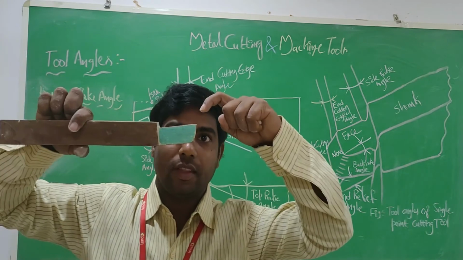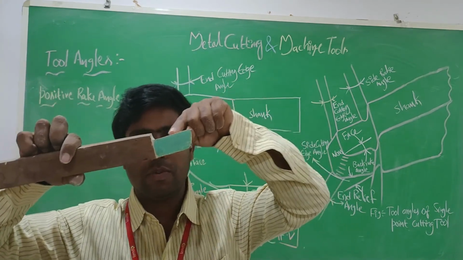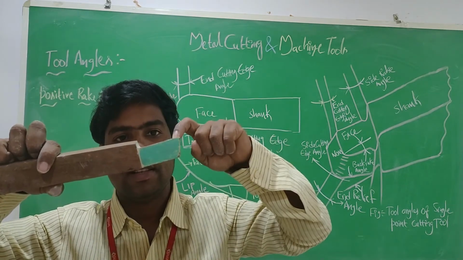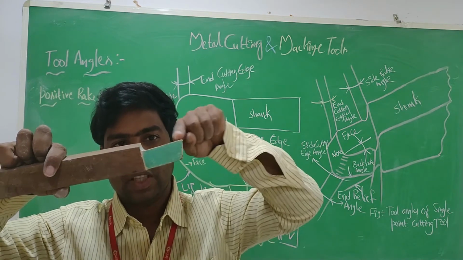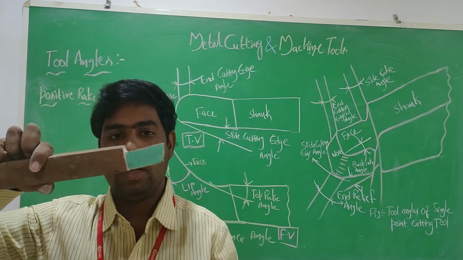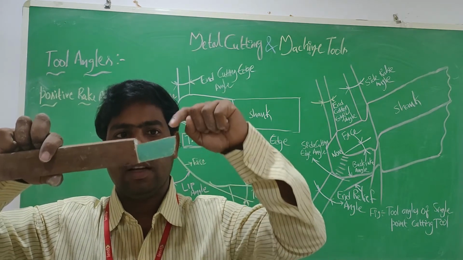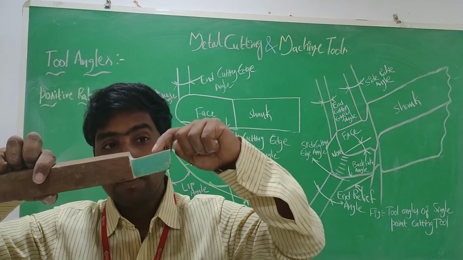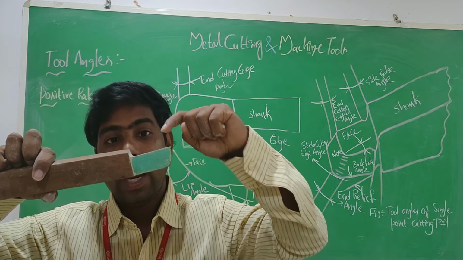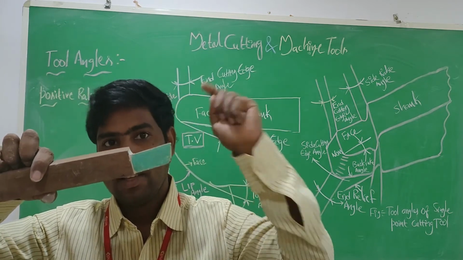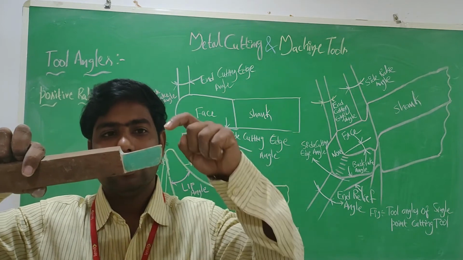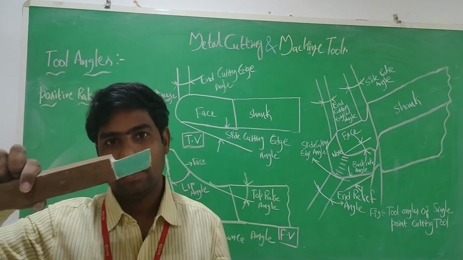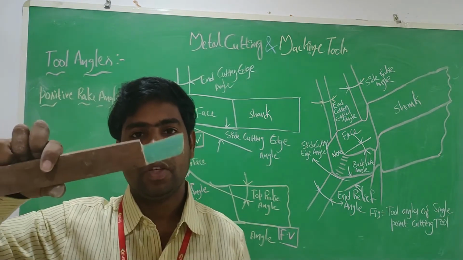Friends, one more time. This is the face of the tool. It slopes downwards this way. Sloping downwards towards the shank is called positive rake angle. So this is the positive rake angle. Simply, we can say that the face of the cutting tool slopes away from the cutting edge at the inner side is called positive rake angle. Simply, the angle of the cutting face related to the work is called positive rake angle.